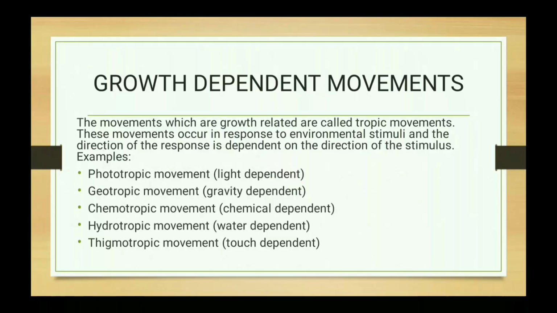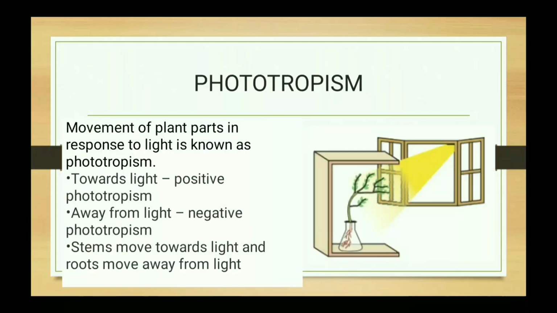Moving on to our first, that is phototropic movement. Movement of plant parts in response to light is known as phototropic. Towards light it is positive movement and away from light it is negative movement. Here is a diagram. The roots move away from the light, so it shows negative phototropism, and the stems move towards the light, so it shows positive phototropism.